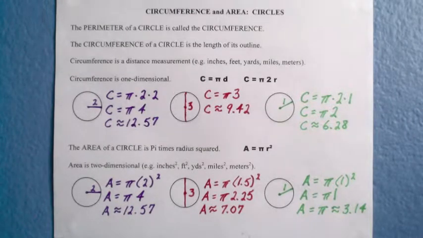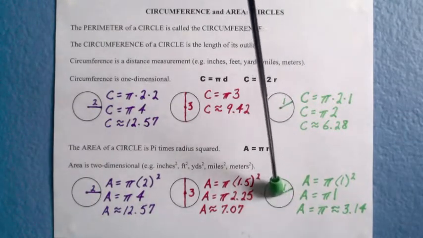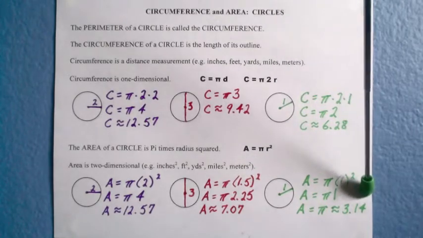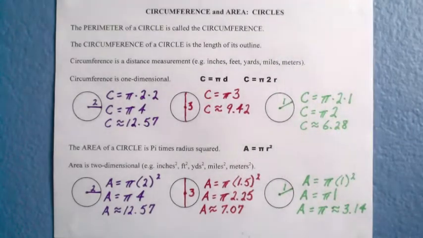So when the radius is 1 unit, the area is pi. The relationship between the circumference and the diameter is pi. And when the radius is 1, then the area is also pi. This often confuses people.